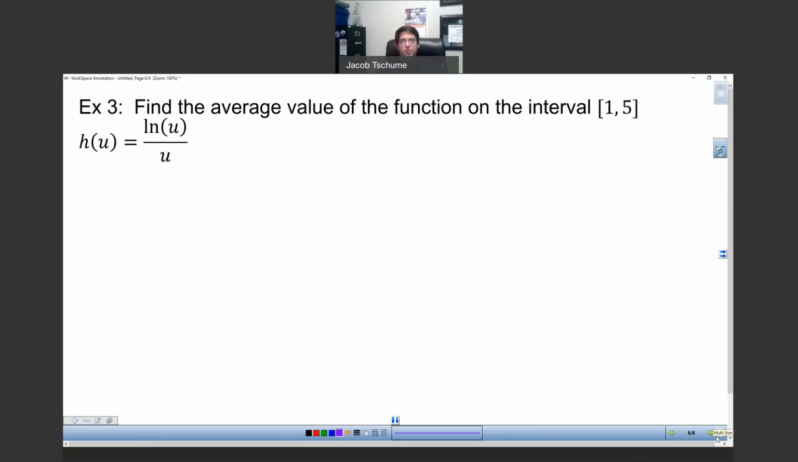All right, so let's do a third one and then we'll go on to something else. So find the average value of the function on the interval 1 to 5 if h of u is defined as the natural log of u divided by u. All right, so once again, setting this up as our average value function. So once again, I will call this h, the average value of h would be 1 over b minus a. So this is going to be 1 over 5 minus 1 times the integral from 1 to 5.